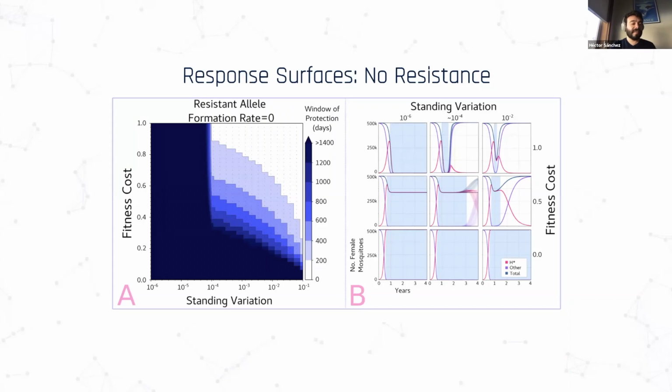The panel on the left, panel A, each one of those dots is one of the experiments on the right. And the darker the blue, the more days of the window of protection. So the darker the blue, the better, so there's less disease transmission. And we can see that if we increase the fitness cost, meaning that we are doing more suppression than replacement, it works fine up until 10 to the minus 4. Over that, it starts becoming not very useful. And if we go with replacement, it works pretty much all the time.